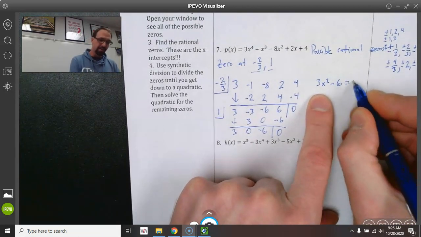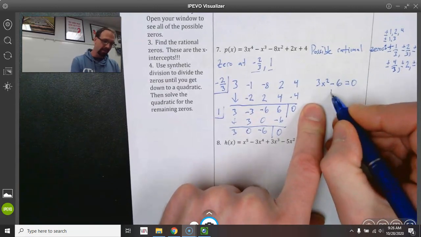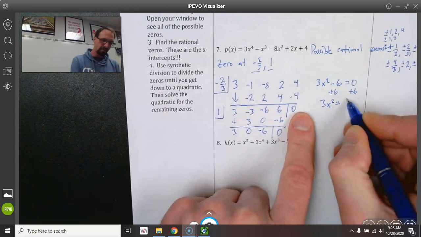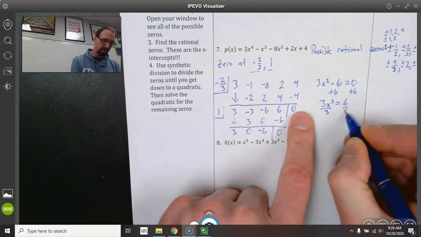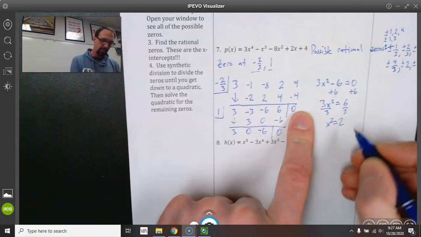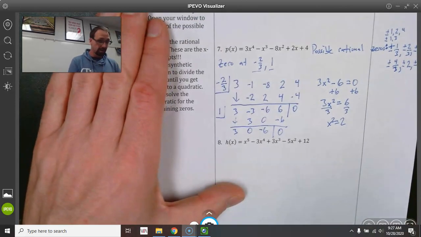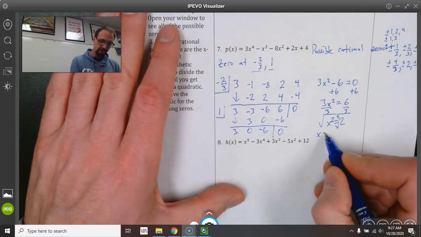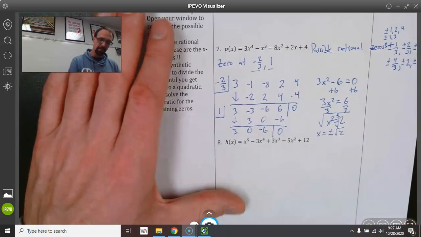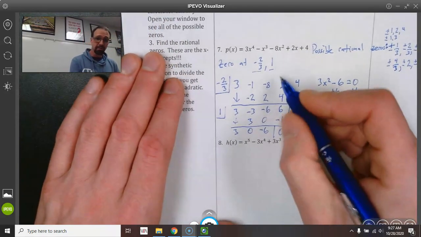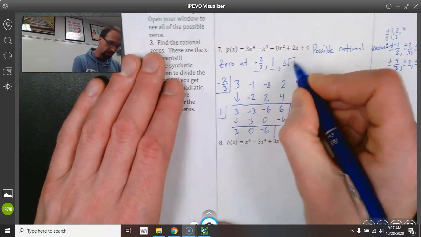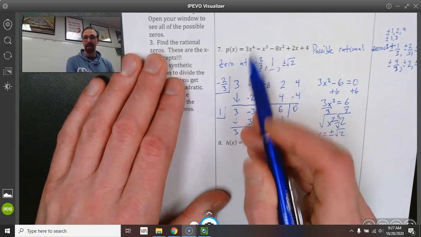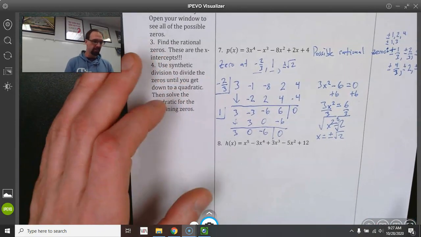So if I set this equal to 0 and then solve, I'm going to add 6 on both sides. So plus 6 plus 6. So this gives me 3x squared equals 6. Divide by 3, divide by 3. I get x squared equals 2. So now when I do square root, plus minus, I have x equals plus or minus square root of 2. So that gives me all of my zeros that I have from earlier. So there's 4 zeros, 1, 2, 3, 4, and that also satisfies this as a 4th degree polynomial.